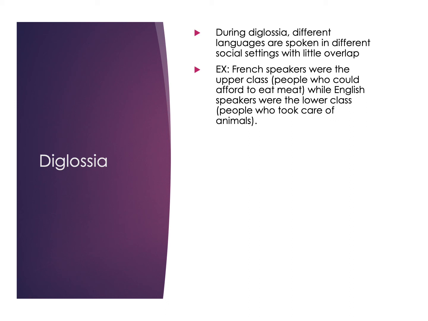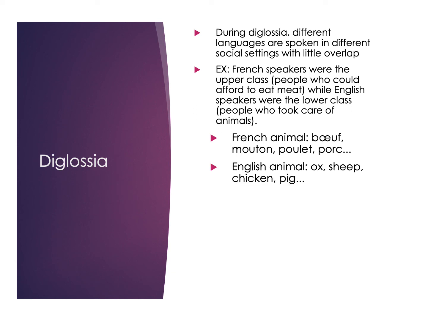So if you've ever wondered why our terms for meat that we eat are different than the terms for our animals, it comes from this period of time. The French words for animals, beef, mouton, poulet, pork, are different than our English words for things like ox, sheep, chicken, pig. It's because the French were referring to these animals as they were eating them, while English was referring to them as they were alive. And so our terms for meat in English were taken from those French forms, because the French were only using them to refer to things after they had already been killed and processed.